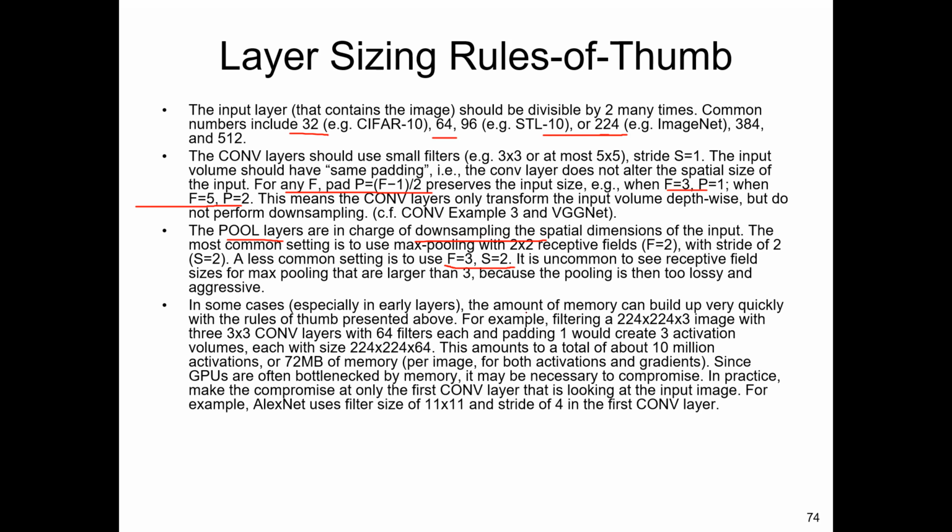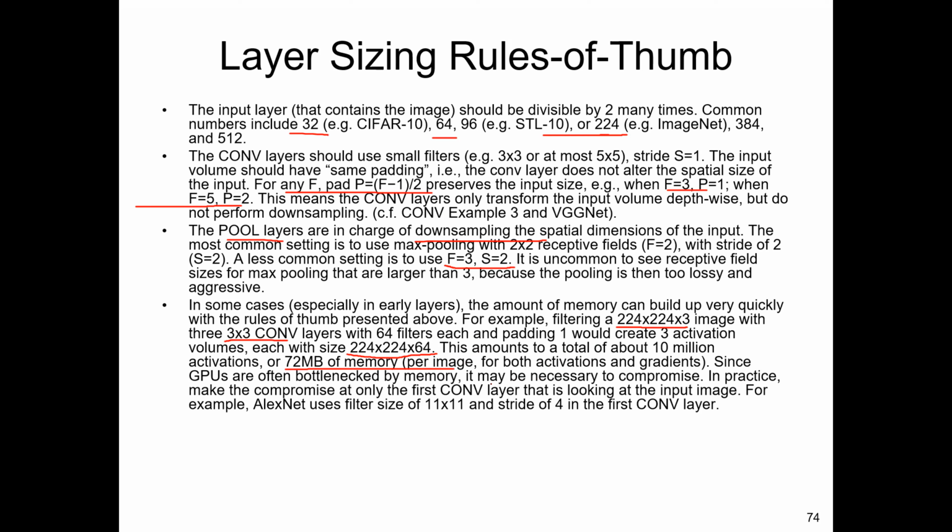So in some cases, the amount of memory can build up very quickly. So filtering this 224 by 224 color image with three 3x3 conv layers, 64 filters each, you create three activation volumes with this size. This is same padding, so the output has the same spatial size, 224 by 224, as the input. This is pretty large in terms of number of pixels. So it occupies 72 megabytes of memory per image for the three activation maps.